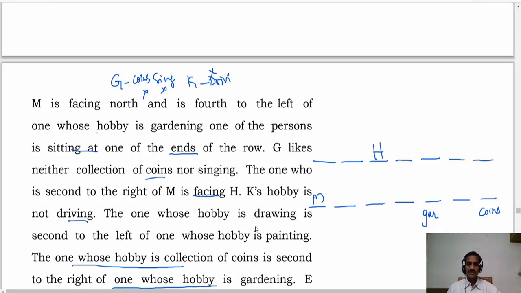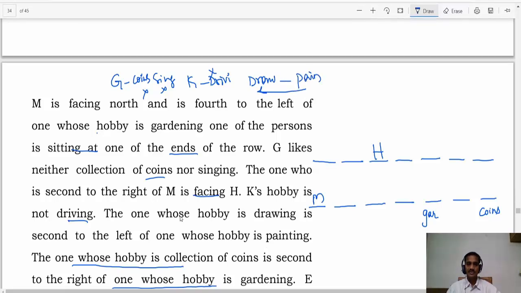The one whose hobby is drawing is second to the left of painting. Drawing is seated second to the left of painting. The order is clearly specified, isn't it?